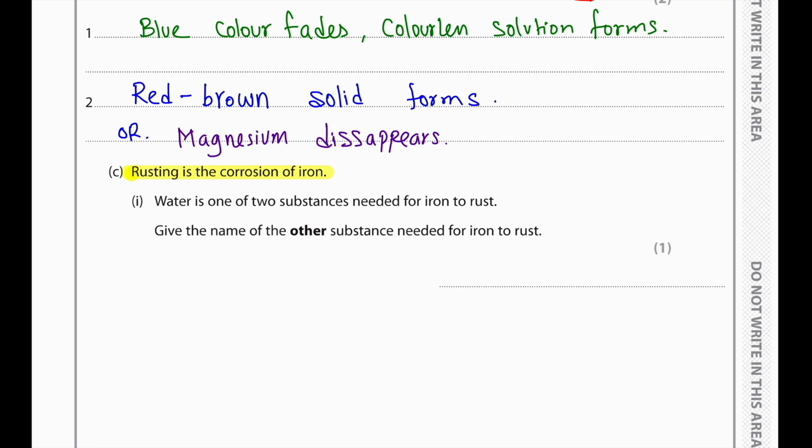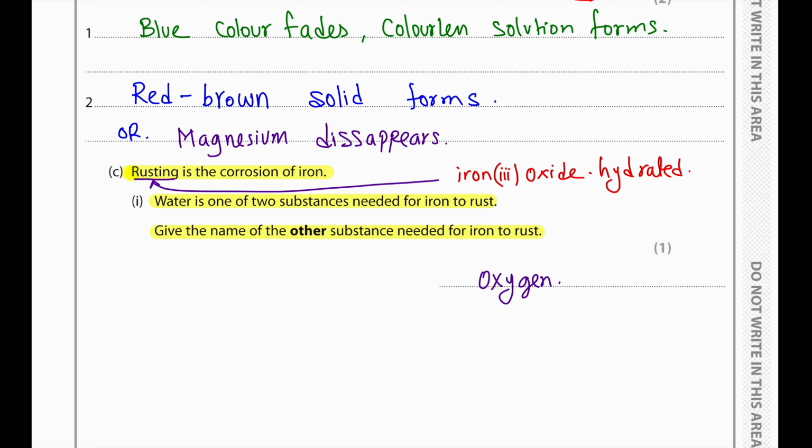Rusting is the corrosion of iron. Water is one of the two substances needed for iron to rust. Give the name of the other substance that is needed for iron to rust. So iron requires water and oxygen, both of them together, in order to rust. By the way, guys, the word rusting is only applicable for iron, and it basically means iron(III) oxide but hydrated. That's why rust has a much higher mass compared to the iron that it comes from.